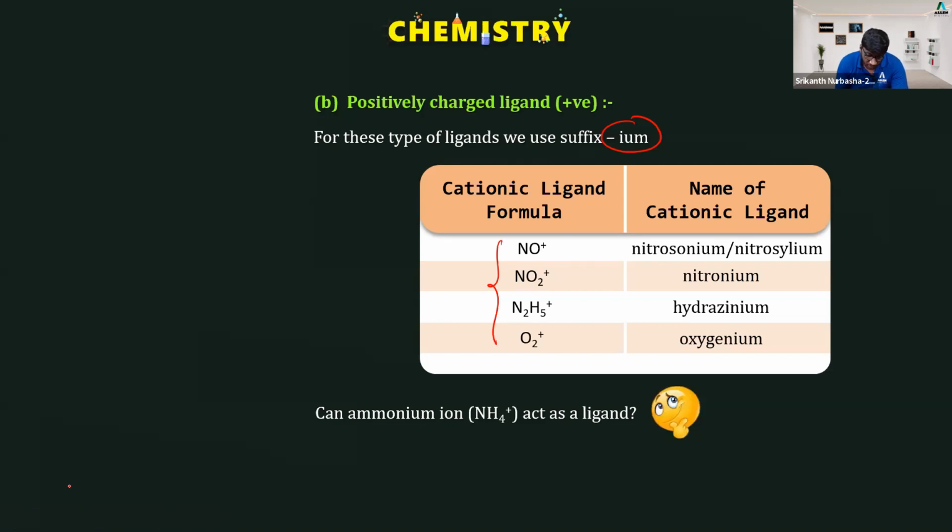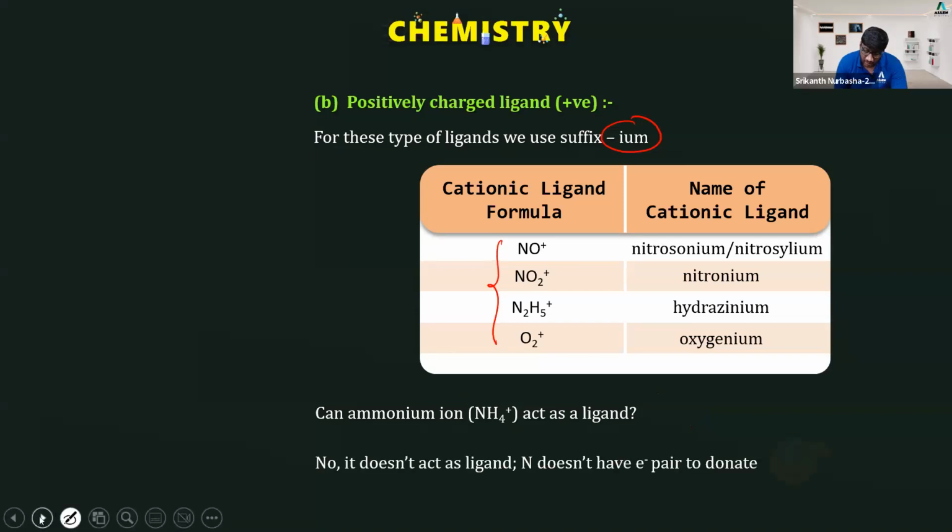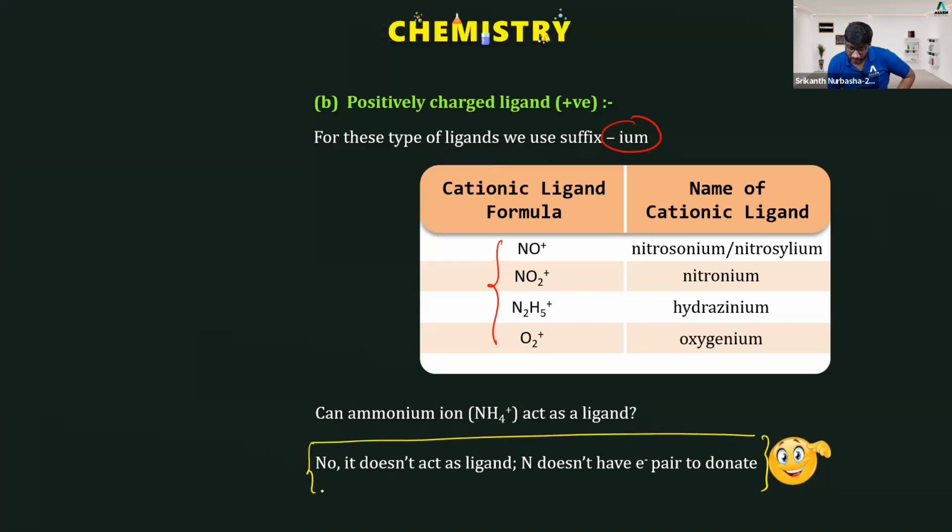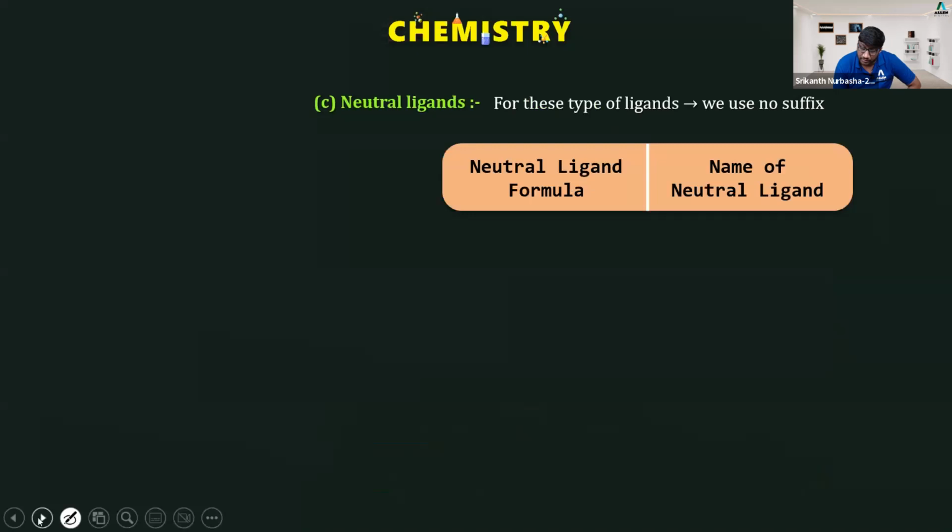And I have also said this point: can the ammonium ion act as a ligand? Yes or no? No, why? Because it does not have any lone pair. It does not act as a ligand, as nitrogen does not have an electron pair to donate. If there is no lone pair, how can it be donating?